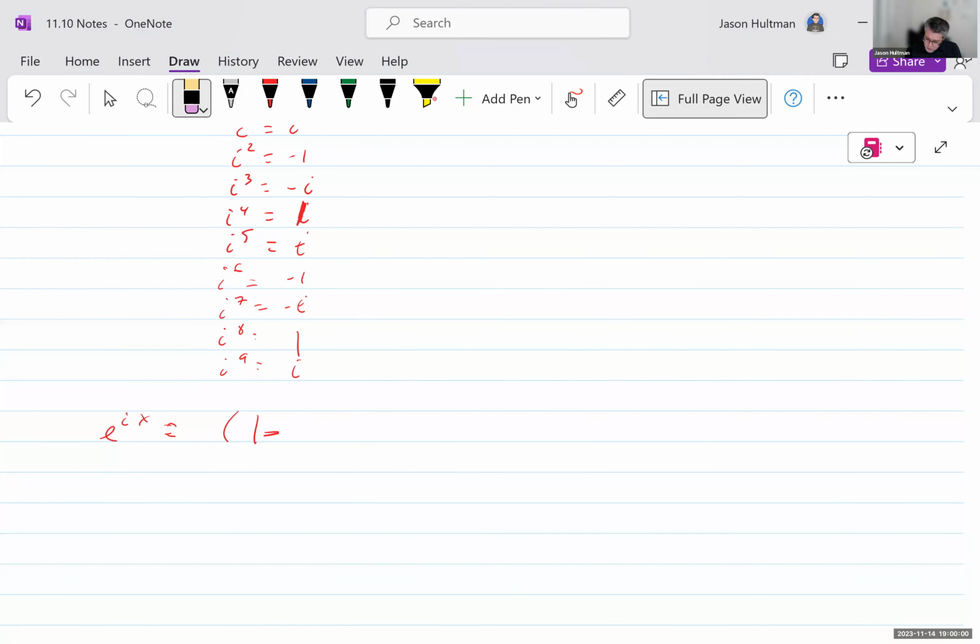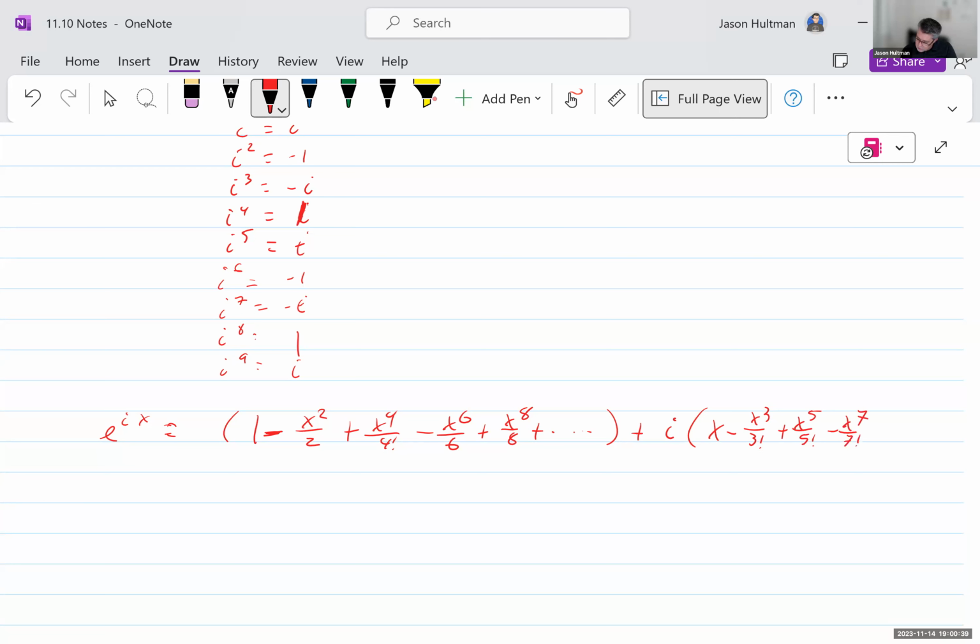Okay, finally. 1 minus x squared over 2 plus x to the 4th over 4 minus x to the 6th over 6 plus x to the 8th over 8 plus and so on. And then all the others had an i involved. If I factor out the i that's involved in all these coefficients, it would be i times x minus x cubed over 3 factorial plus x to the 5th over 5 factorial minus x to the 7th over 7 factorial plus x to the 9th over 9 factorial.